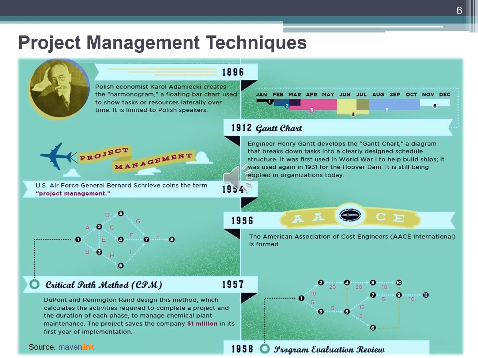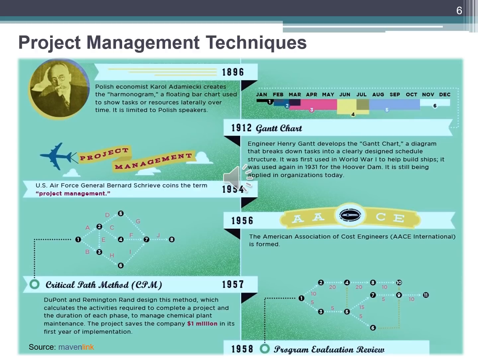For the first time in the modern world, in 1896, a Polish economist, Karol Adamiecki, creates the harmonogram, a floating bar chart used to show tasks or resources laterally over time. It is limited to Polish speakers only. In 1912, the Gantt chart was invented.